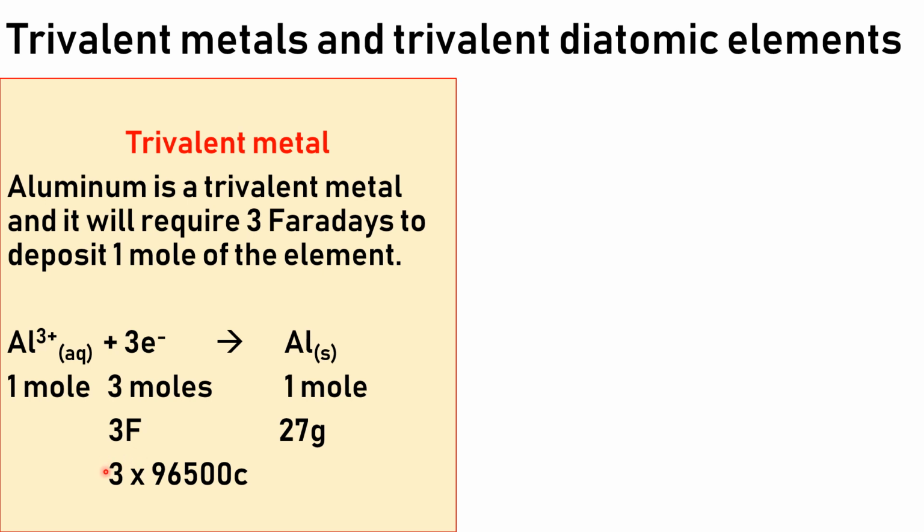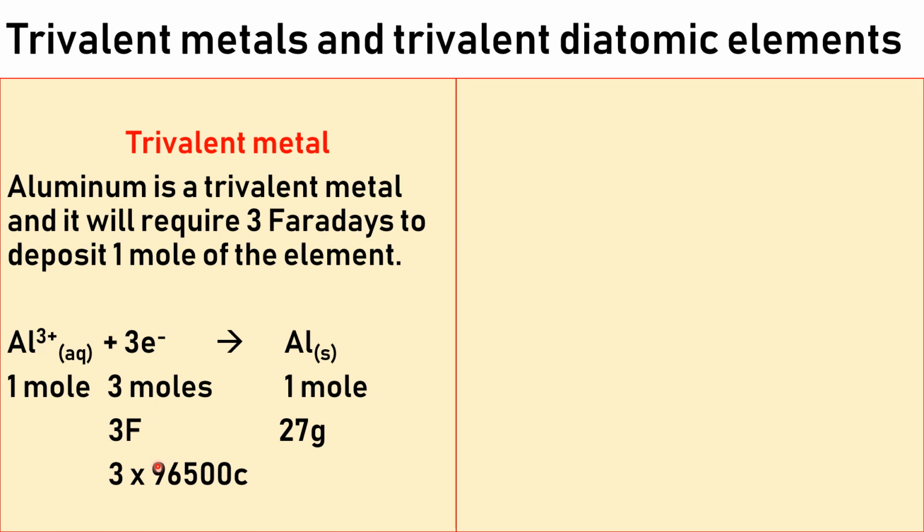So what do we have? 1 Faraday is 96,500 coulomb. 3 Faraday will be what? 3 times 96,500 coulomb. And what this means is that 27 grams of aluminium requires what? 3 times 96,500 coulomb of electricity. You can do this calculation by yourself. That is not difficult at all.